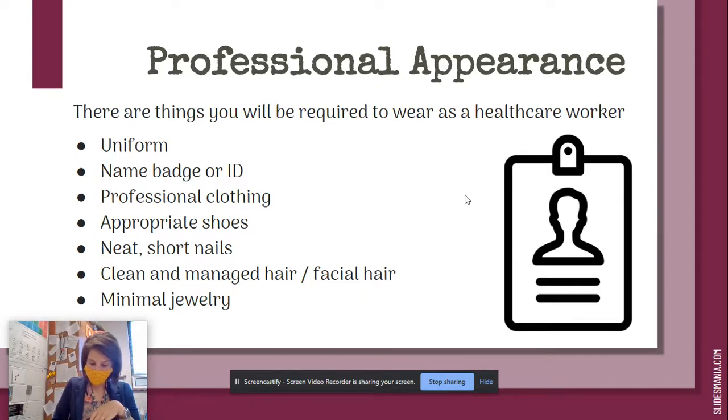And then maybe some small earrings, but no bangles, no rings on every finger, no enormous chains, no dangling earrings, none of that business. Save that for later, not while you're in the hospital. So just make sure that you are aware of that.